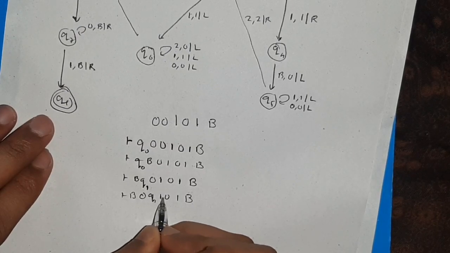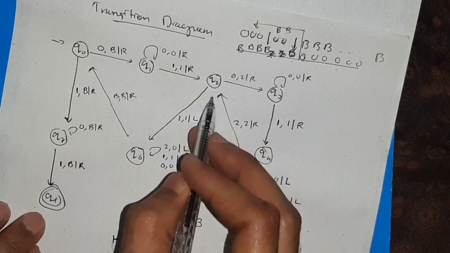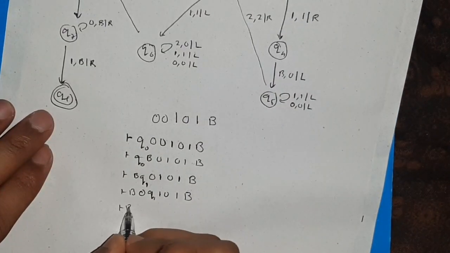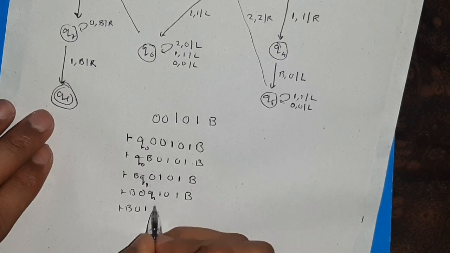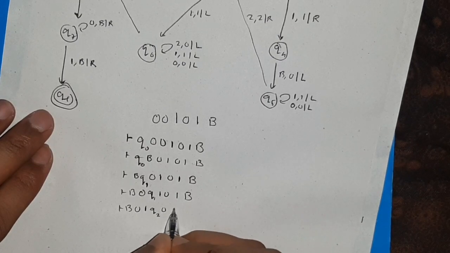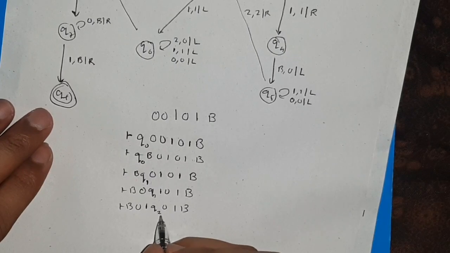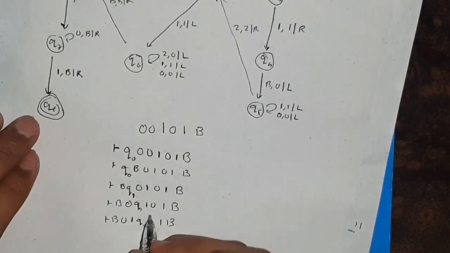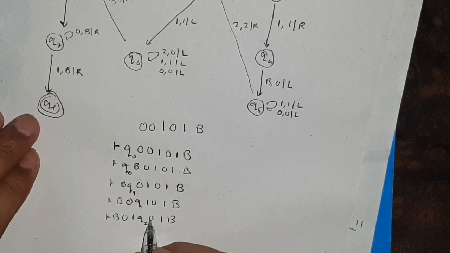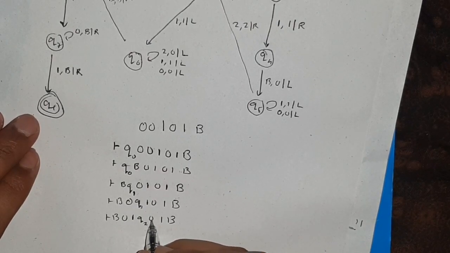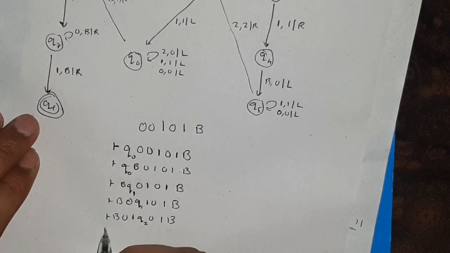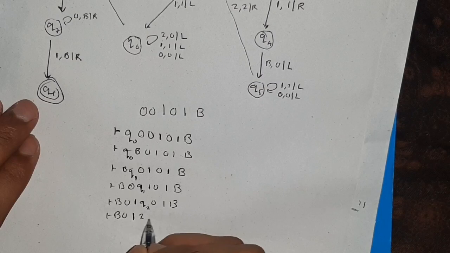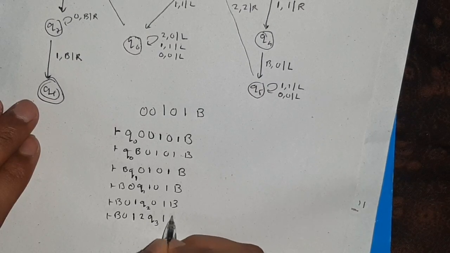I am encountering 1. That means I have to change the state to q2 and move to the right and keep it as 1 only. So B 0 1 will be the same, and I have moved to the right and my state is q2. After this point I am encountering 0 here. I have to make it as 2. If I encounter the 0 after the first one, it should be converted to 2, and another 0 should be made here. So let's do that. B 0 1, this will be converted to 2, and I'm moving to the state q3 1 B.